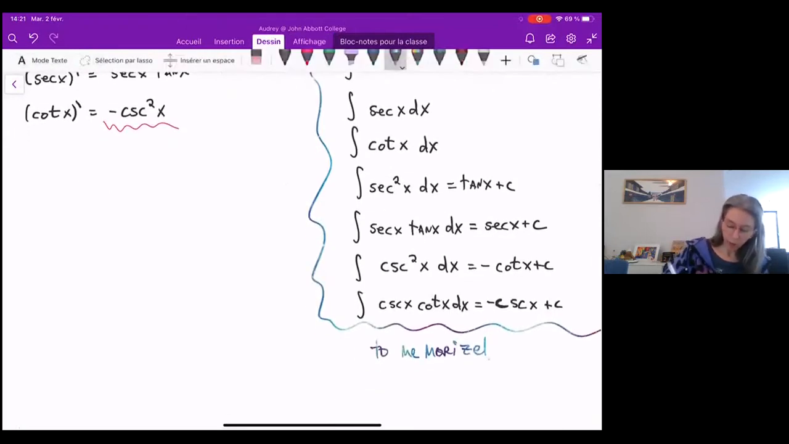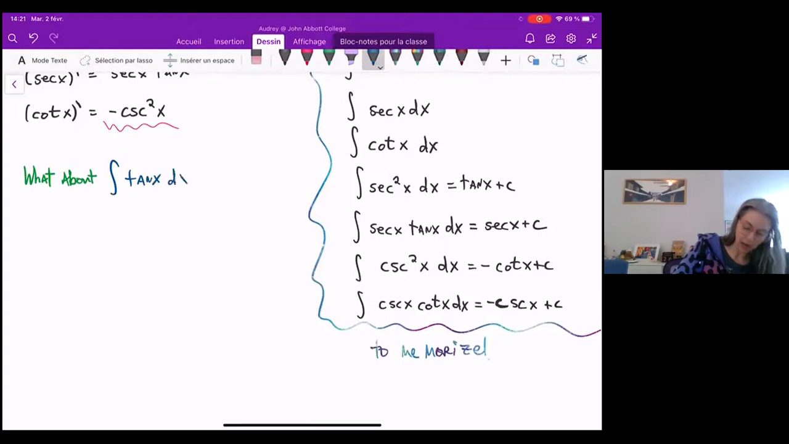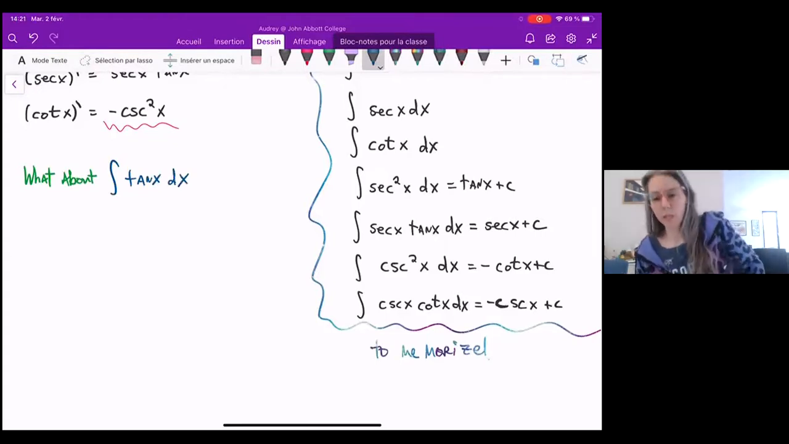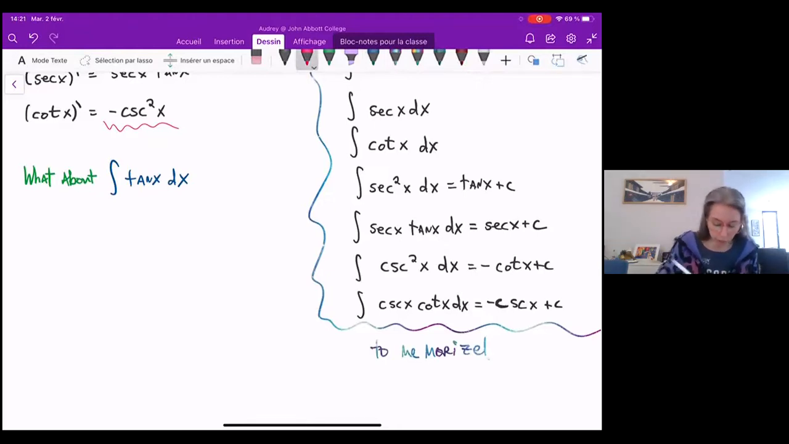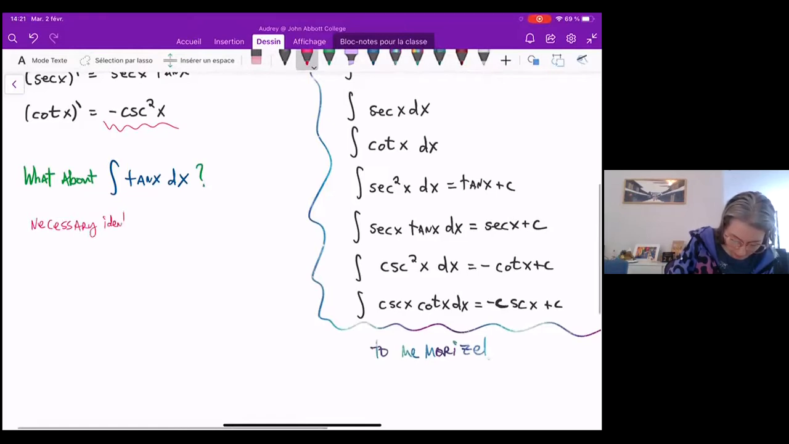And here we will have the integral of tangent x dx. In order to do this integral, we're actually going to have to use a substitution, the substitutions that we've been seeing, but we're also going to have to use a trig identity. So hopefully you guys remember that necessary identity that tangent x can actually be written as sine x over cosine x.